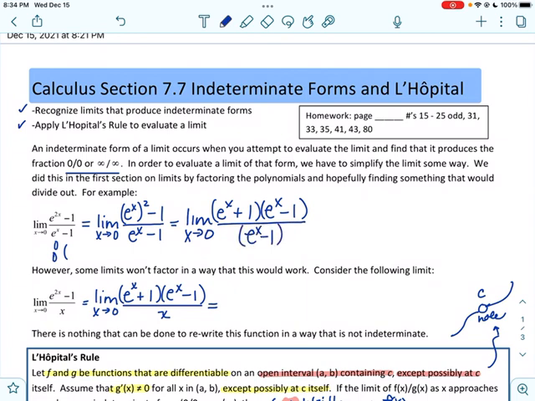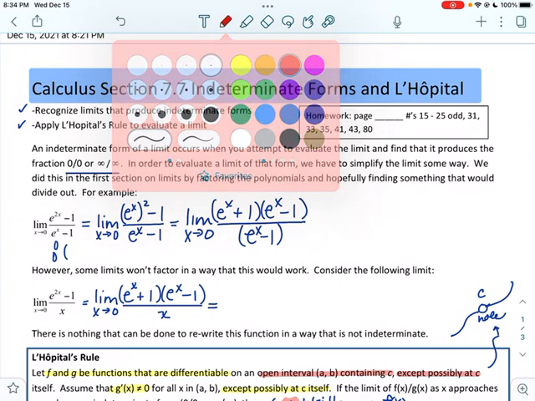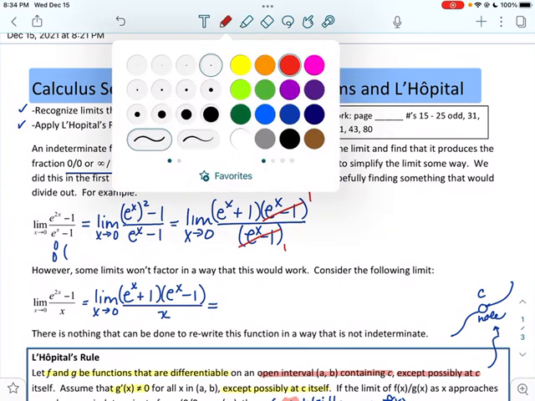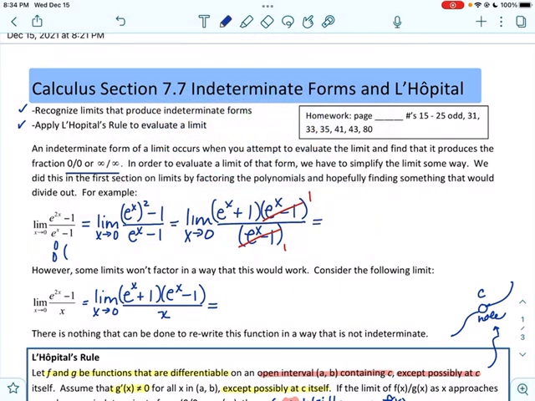And somewhat conveniently, we're able to cancel the e to the x minus 1s. And then we end up with the limit as x approaches 0 of e to the x plus 1, which is equal to e to the 0 plus 1 by direct substitution. We just get 1 plus 1. Therefore, the limit is 2. So we're able to get the limit fairly easily with that one.